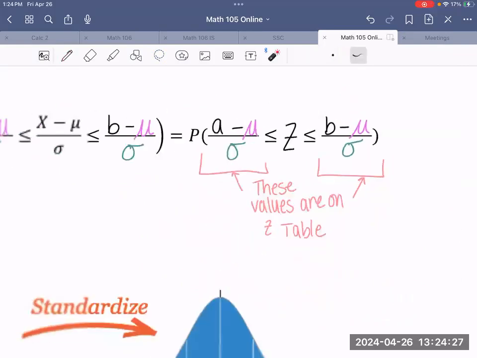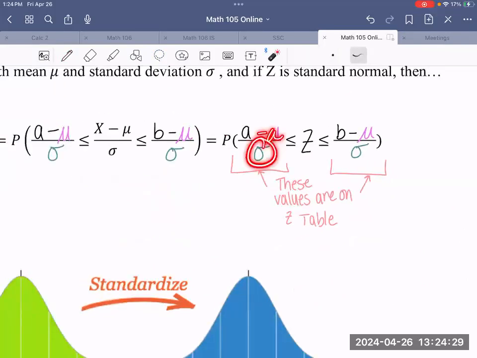Okay, so you only need to subtract your mean and your standard deviation one time. By no means do you have to do it twice. Just once is enough.